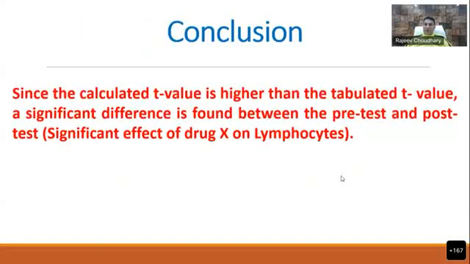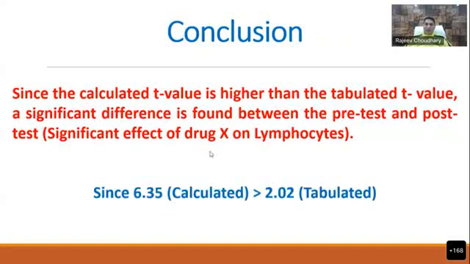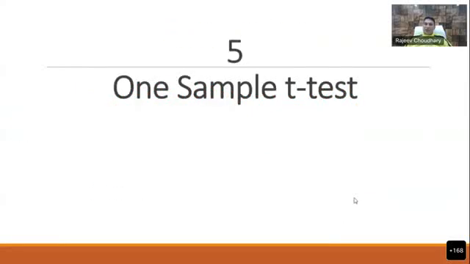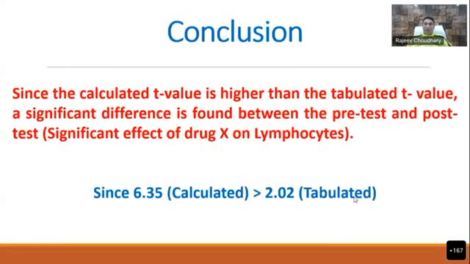In this hypothetical example, the calculated t value is higher than the tabulated t value, so a significant difference is there. It means the investigator can conclude there is a significant effect of drug X on lymphocytes. If any patient or individual wants to improve lymphocytes, he should take drug X, since in this example the calculated value is higher than the tabulated value. So we have discussed the application of dependent t-test.